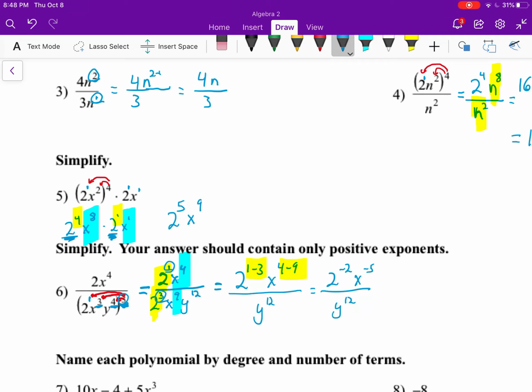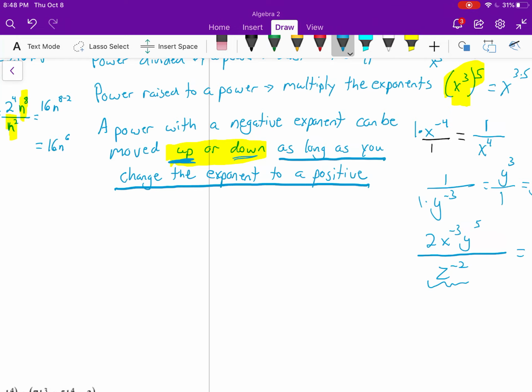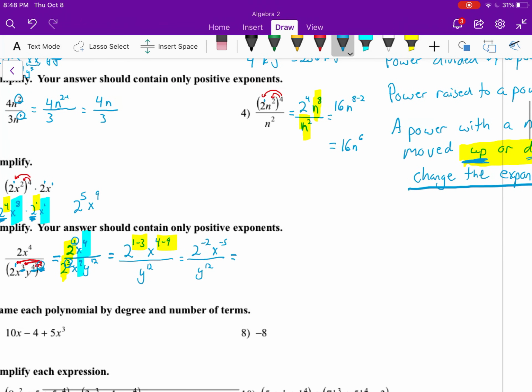But remember, you're not supposed to keep negative exponents. So this goes to the rule about negative exponents. A power with a negative exponent can be moved up or down as long as you change the exponent to a positive. So we can move 2 to the negative 2 down to the denominator, so that's going to be 2 squared, because we have to change the exponent to a positive. The x to the negative 5 can be moved down to the denominator as long as we change it to a positive. And then the y to the 12th is already in the denominator.